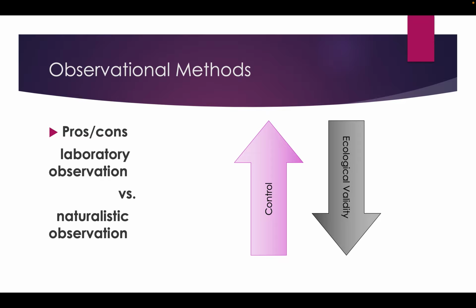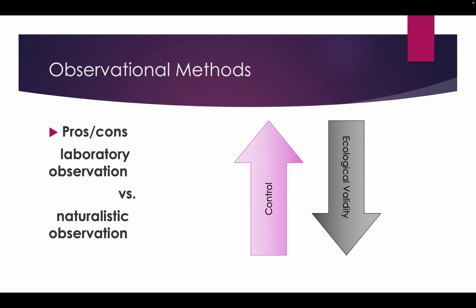So let's think about the pros and cons of the two types of observational methods that we just discussed. So laboratory observations give us a higher level of control, right? We can control the setting, how many people are being observed, those types of things. But it has less ecological validity. If the subjects in the lab know they're being studied, do you think this could alter their behavior, or do you think that they'll respond differently?